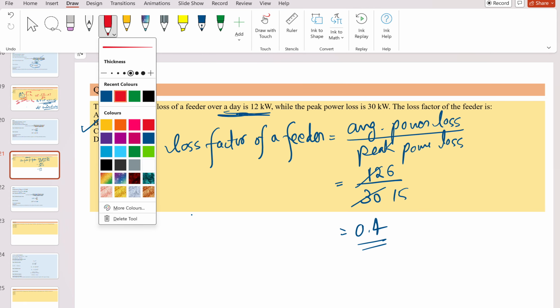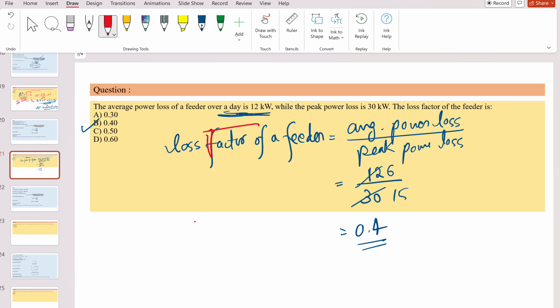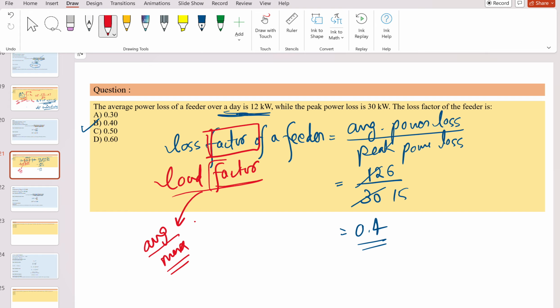So here one important thing you have to see: factor of something. When you have seen the load factor, we also find the average divided by maximum. When you see this kind of term, factor of something, you always take the average divided by maximum, to compare the average with the maximum. Here the loss factor is the average divided by the maximum, that is the peak. And the same with the load factor, it is average divided by maximum. So 0.4 is the correct answer.